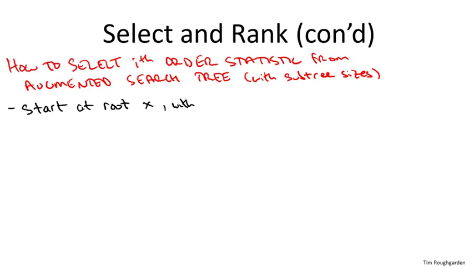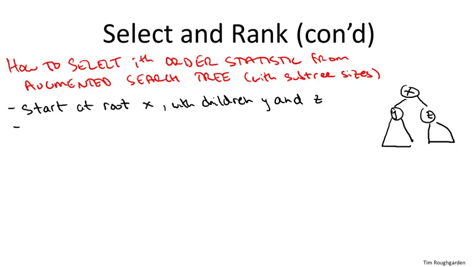Now, what's the search tree property? It says the keys that are less than the key stored at x are precisely the ones that are in the left subtree at x. The keys in the tree that are bigger than the key at x are precisely the ones you're going to find in x's right subtree. So suppose we're asked to find the 17th order statistic in a search tree, the 17th smallest key that's stored in the tree.